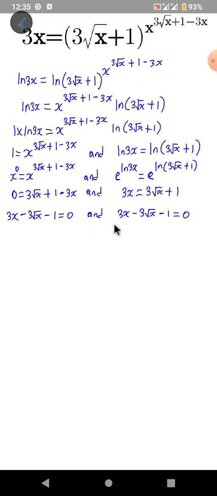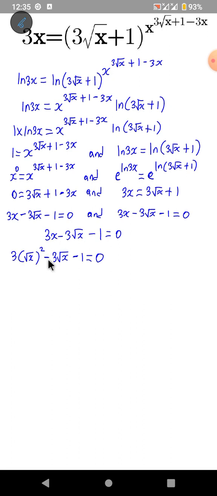So I will just write one of them and use it to get the root of this equation. So write 3x minus 3 root x minus 1 equal to 0. So this is the equation I'll be solving now. Now, I'm going to write this x as the square root of x squared. So here will become 3 bracket the square root of x squared minus 3 root x minus 1 all equal to 0.